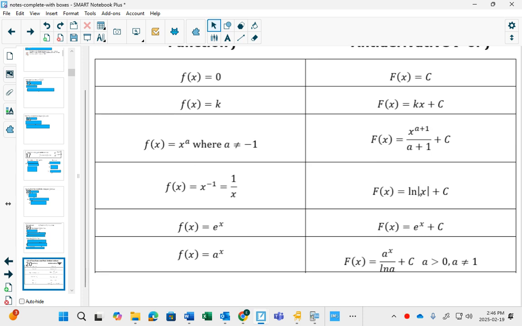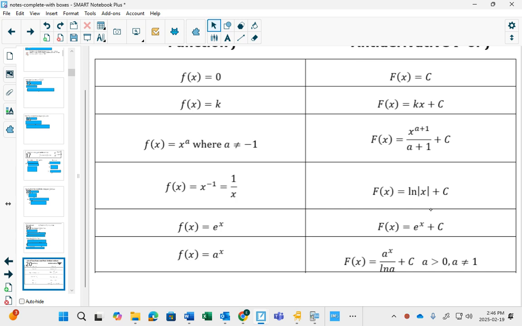The 1 over x, the natural log. Notice that when you integrate, you have the absolute values here. Because 1 over x could be any number, but you're never allowed to take the natural log of a negative number. The domain of your log graph, if you imagine it, is only positive numbers. So in order to make that integral work, they put absolute values around the x. Then you're fine.